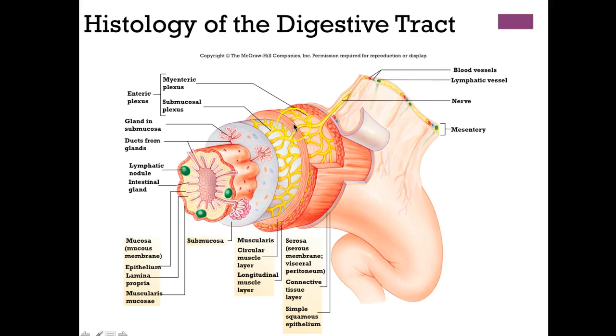Your third layer is made up of that muscularis externa, with your inner layer being circular and your second or outer layer being longitudinal, and this also has a plexus within it, the myenteric plexus. Both of these plexi together create your enteric plexus. And lastly, we have your serosa or your adventitia, depending on where you are.